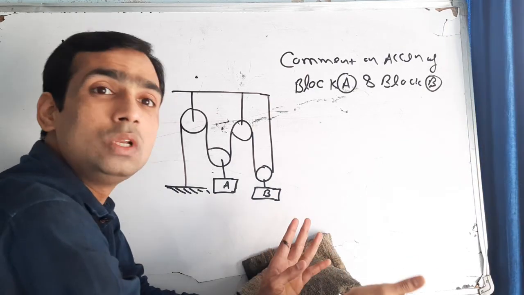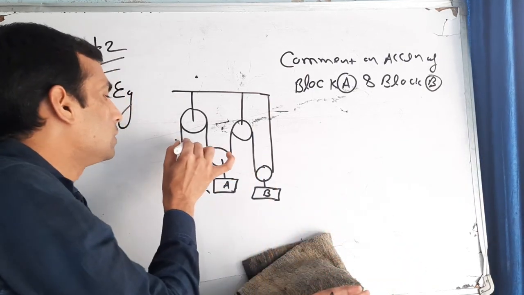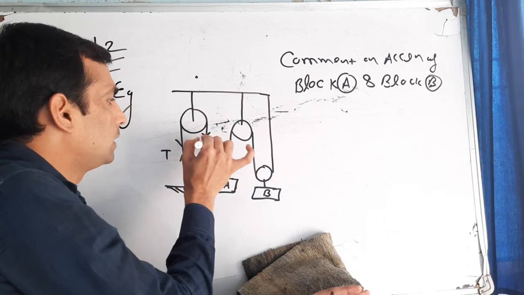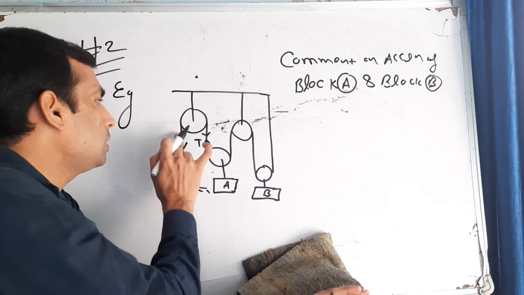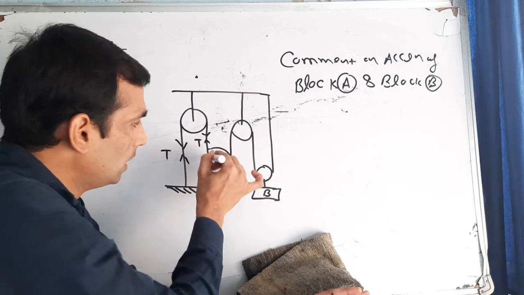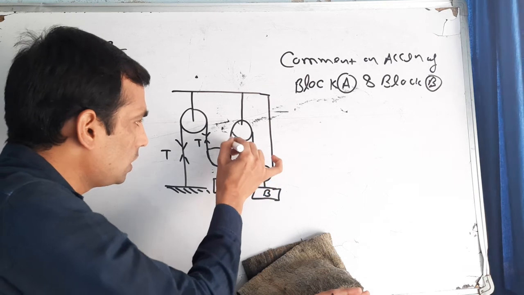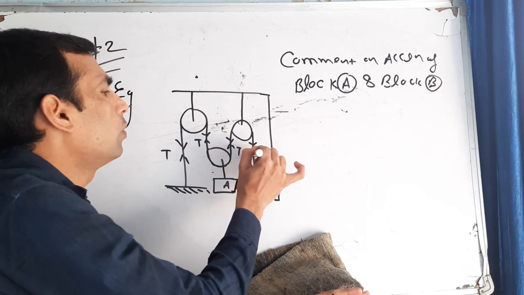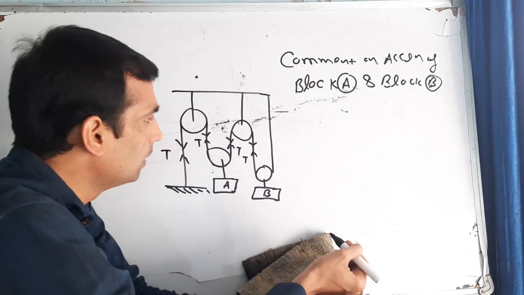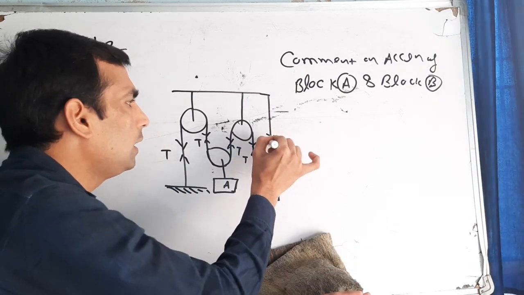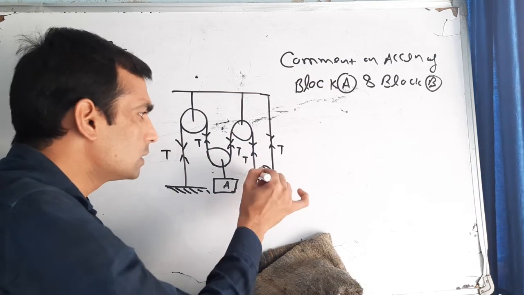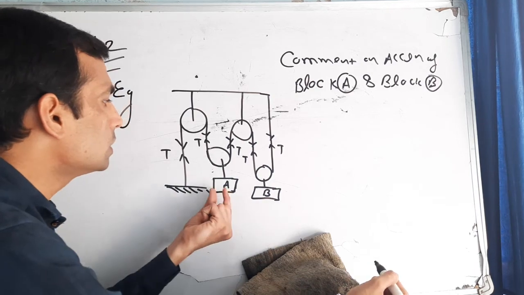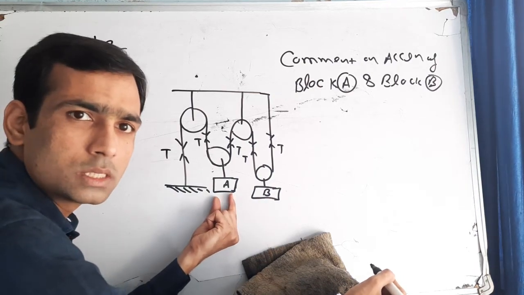As I've already told you, first show the tension in the string, right students? This is tension, this is tension, because this is a common string, tension remains the same. Here again tension remains the same, because this is the common string. Now students, this is your critical point. What is the tension in block A?